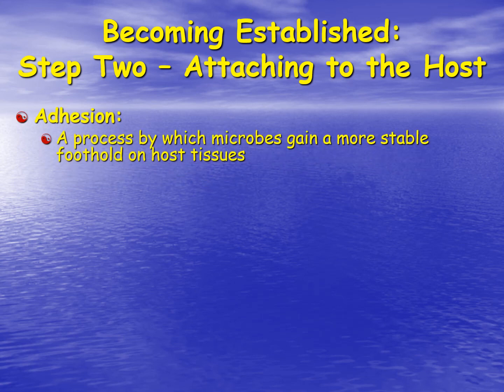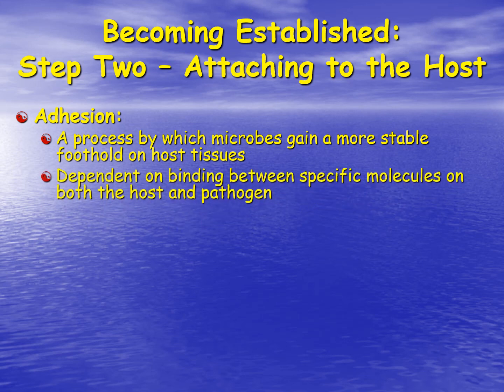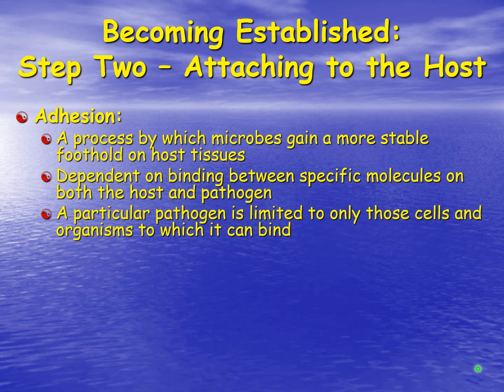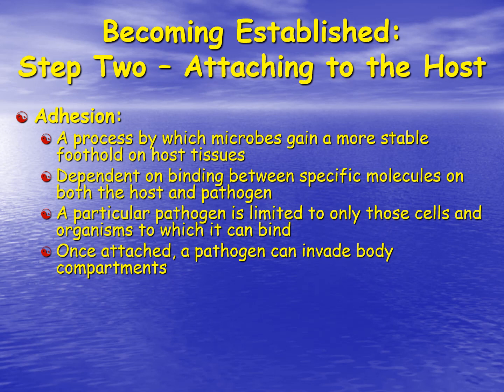Now, adhesion. I said that once the organism gets in through a portal, it needs to adhere somewhere in the body. Adhesion is the process by which microbes gain a more stable foothold on host tissues. Adhesion is dependent upon the binding between specific molecules on both the host and the pathogen. A particular pathogen, therefore, is limited to only those cells or organisms to which it can bind. Once attached, a pathogen can invade body compartments and begin to grow and multiply.